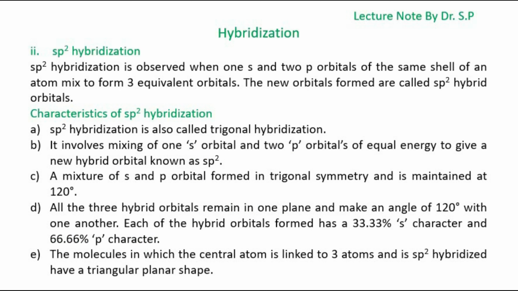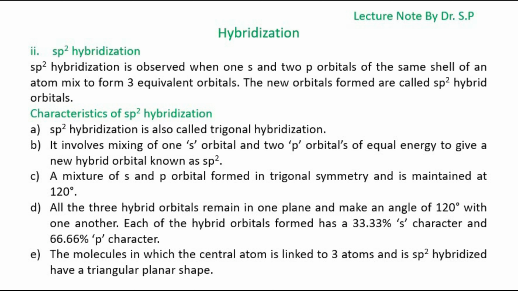Sp2 hybridization. Sp2 hybridization is observed when one s and two p orbitals of the same shell of an atom mix to form three equivalent orbitals. The new orbitals formed are called sp2 hybrid orbitals.